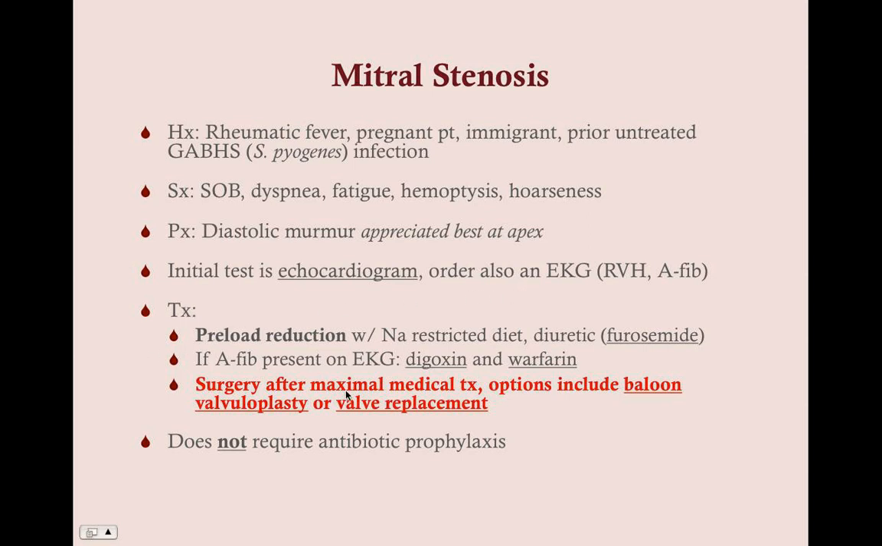So the treatment for mitral valve stenosis is going to be preload reduction. With any kind of diastolic murmur, you're going to give the patient diuretics. So that's something important to remember. Diastolic murmur equals diuretics. So we give preload reduction, and the sodium-restricted diet does essentially the same thing as diuretics. It reduces the volume. And so we give a sodium-restricted diet and diuretics. And the diuretic we tend to use is Lasix or furosemide. If atrial fibrillation is indeed present on EKG, then we're going to give the patient digoxin and warfarin.